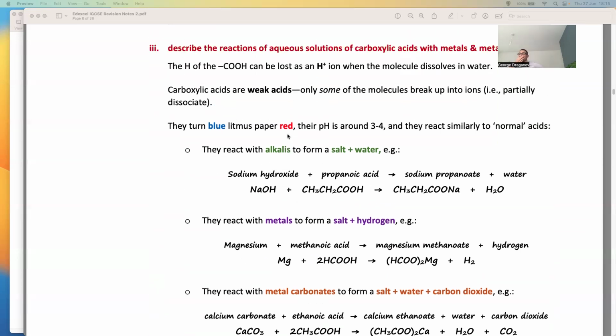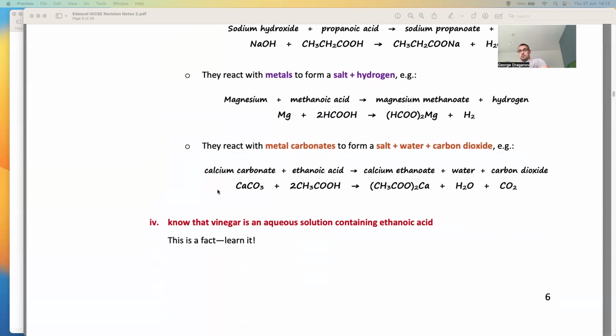Now, for the carboxylic acids section, this is briefly mentioned here. Carboxylic acids are weak acids. Now, if you do AQA, there'll be an extra lesson on what weak acids actually are, because you don't need to know it for Edexcel. So that'll be a separate short lesson. Remember, everyone, vinegar is an aqueous solution containing ethanoic acid. So when ethanoic acid is dissolved in water, it is called vinegar.